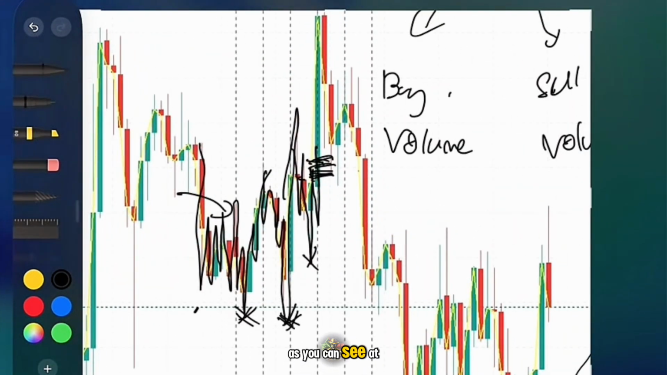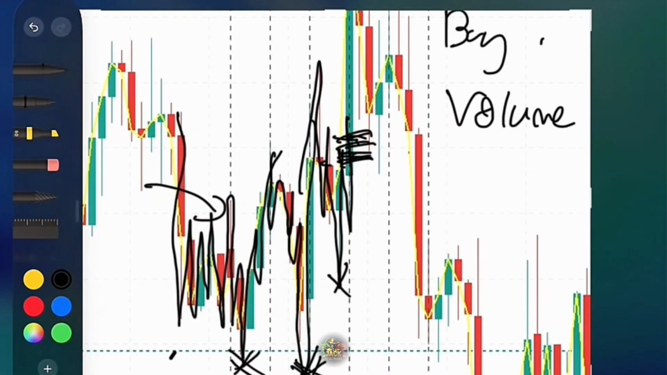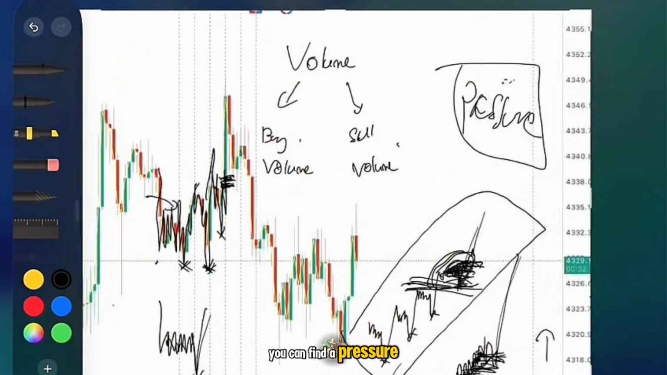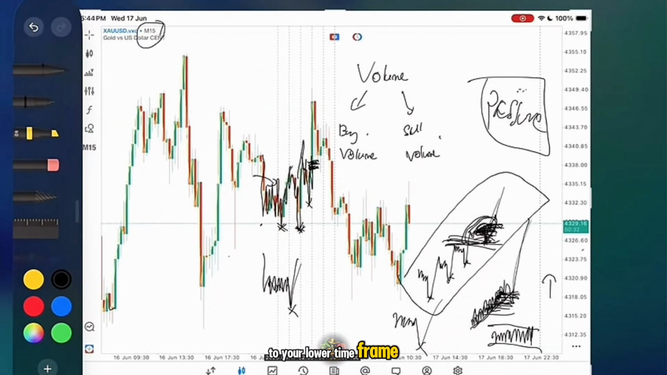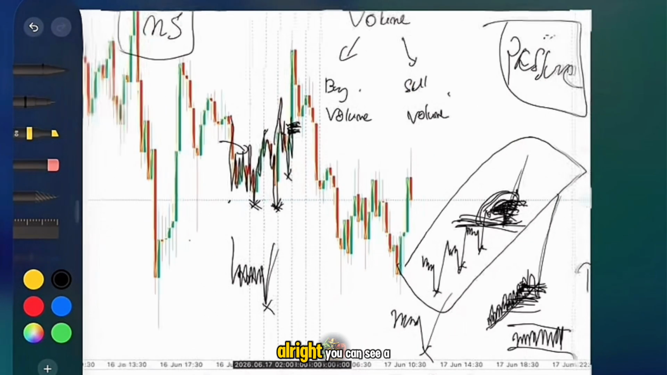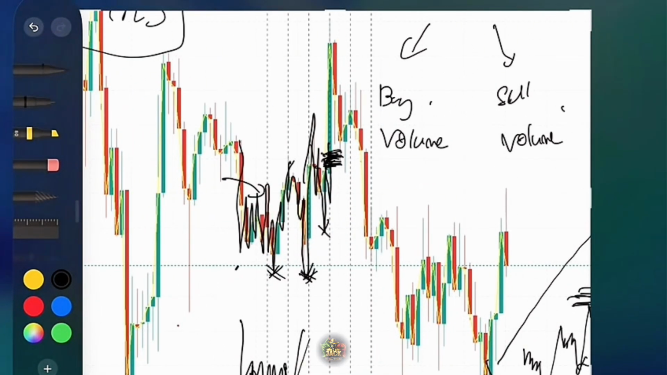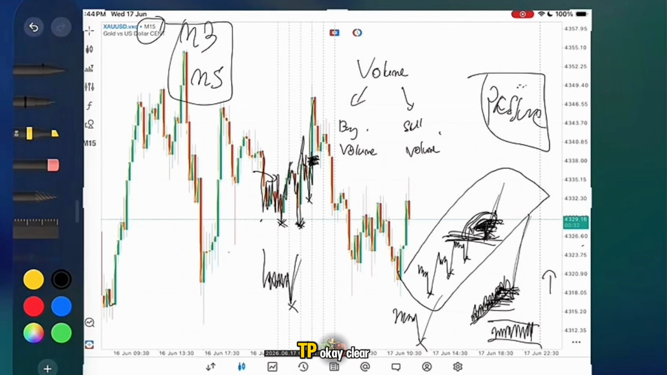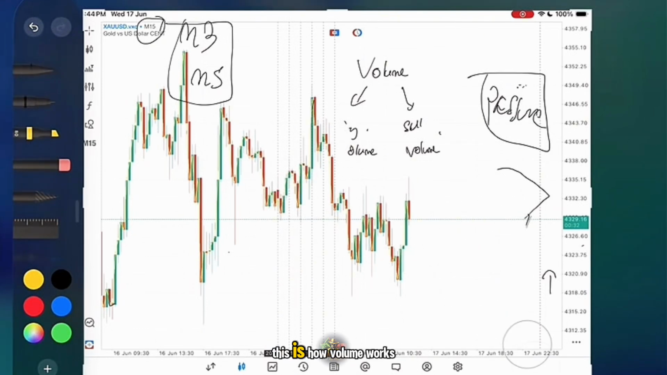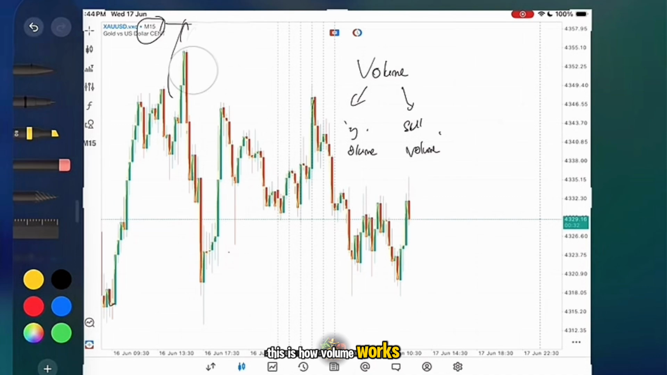As you can see, in this area, you can find a pressure. If you drop down to your lower time frame, which is either M3 or M5, alright, you can see a pressure here. Enter here and then boom, you already have your first TP. Okay, clear? This is how volume works.